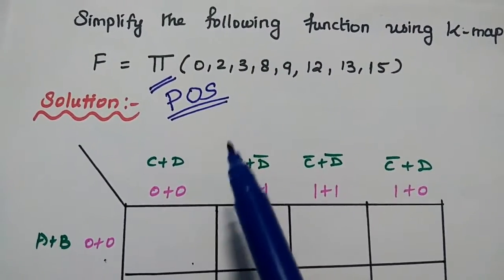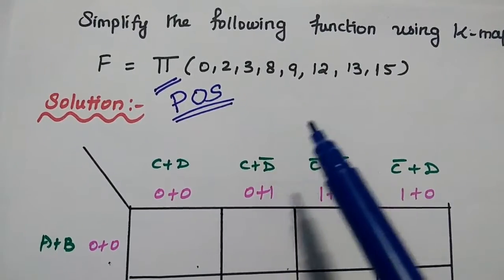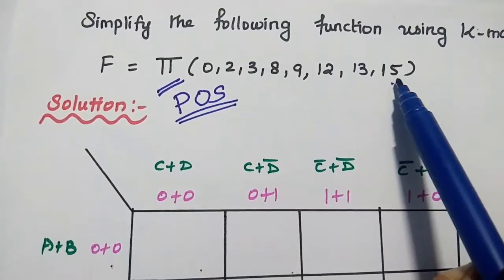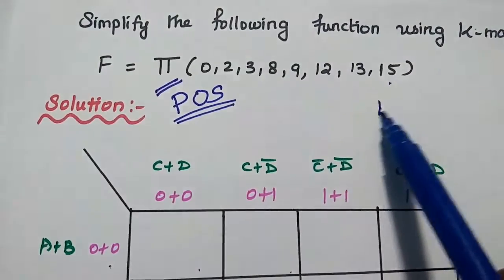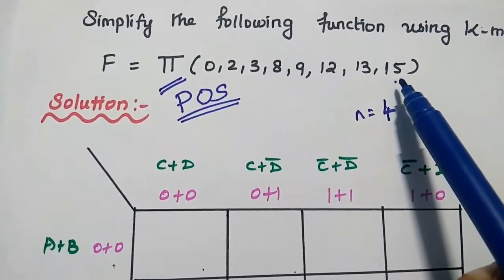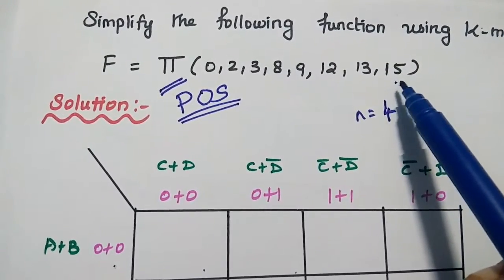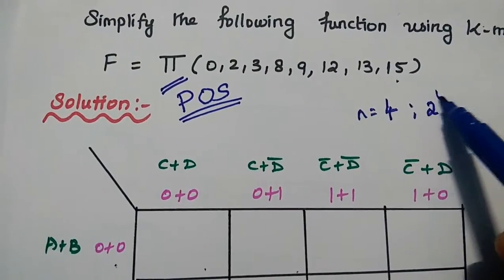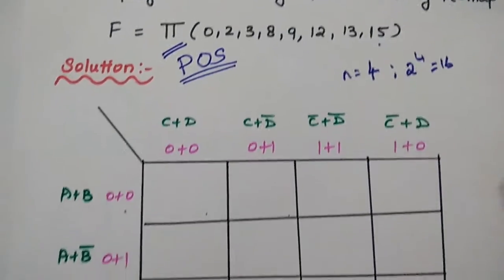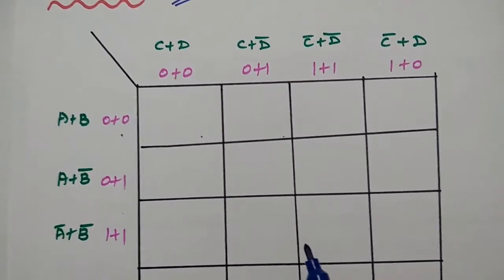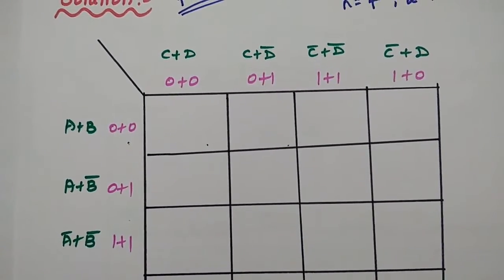Okay? So next we are going to plot the K-map. Which is the maximum number here? It is 15. So 15 means there are 4 variables. Correct? So the maximum number is 15, the highest number, which means 4 variables are there. So we need to have 16 cells, a 4 by 4 K-map. So the first step is to plot the K-map for these 4 variables.